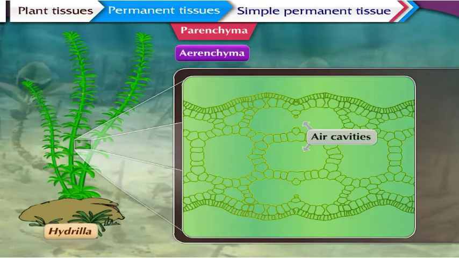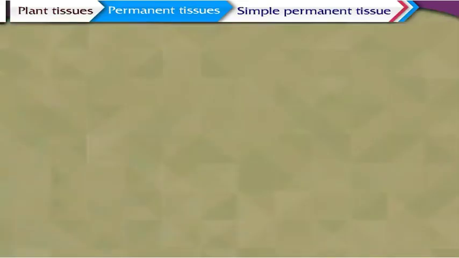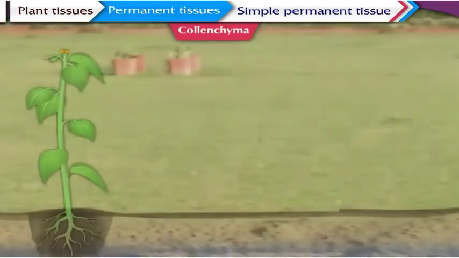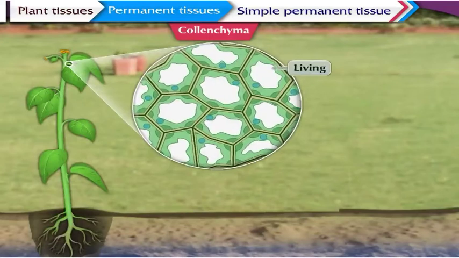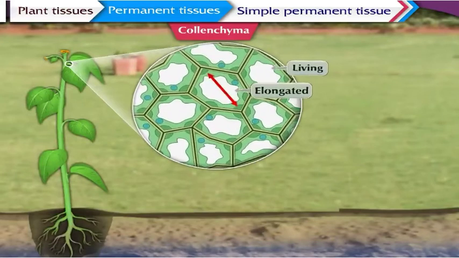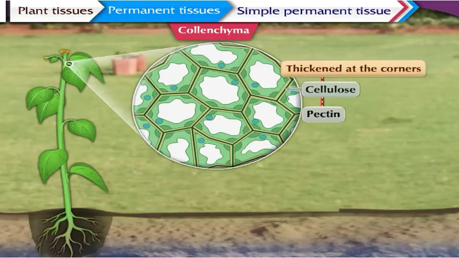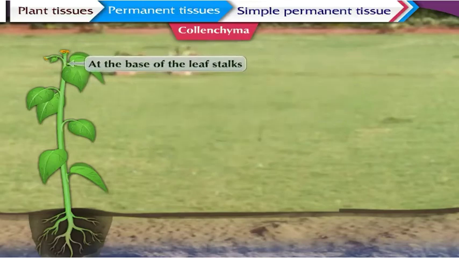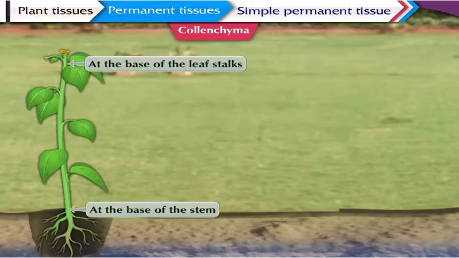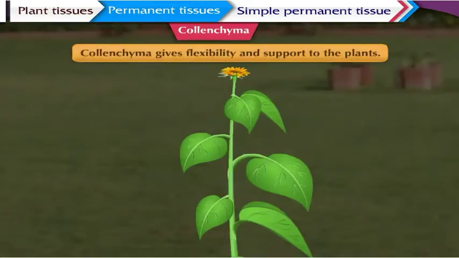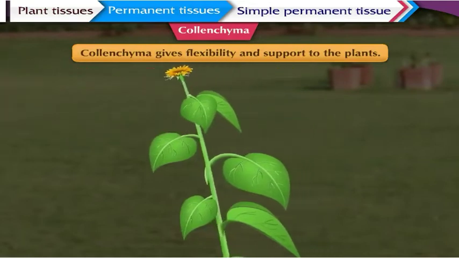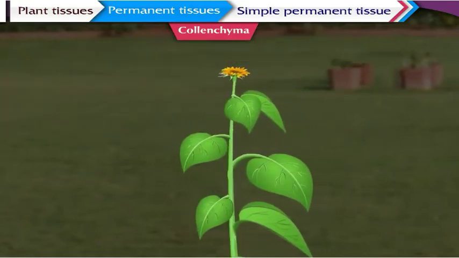After studying about parenchyma, now let us study about collenchyma. Collenchyma. The cells of this tissue are living and elongated. Their cell walls are thickened at the corners with cellulose and pectin. This tissue is located mainly at the base of the leaf, stalks, stem, and branches. These tissues give flexibility and support to the plants. Now let us understand more about sclerenchyma.